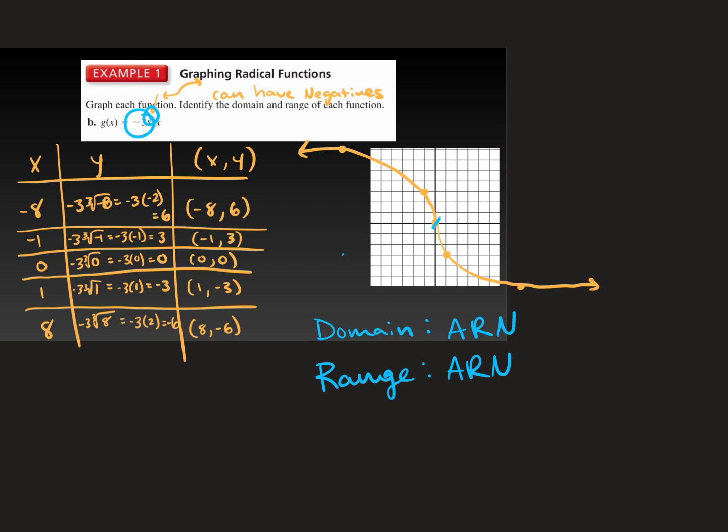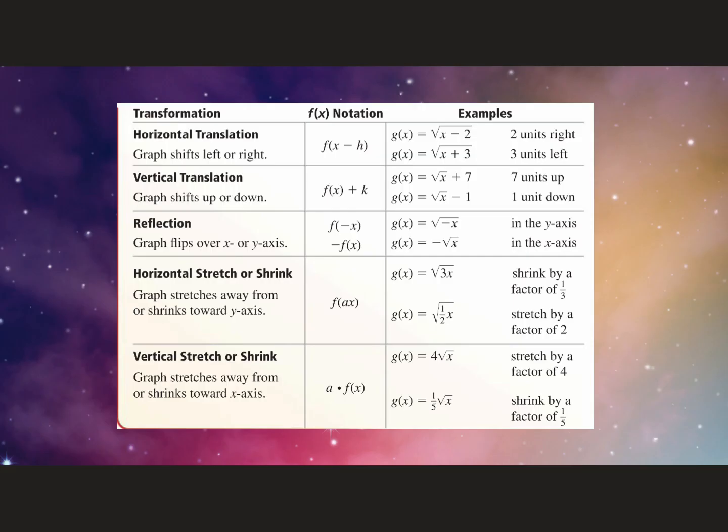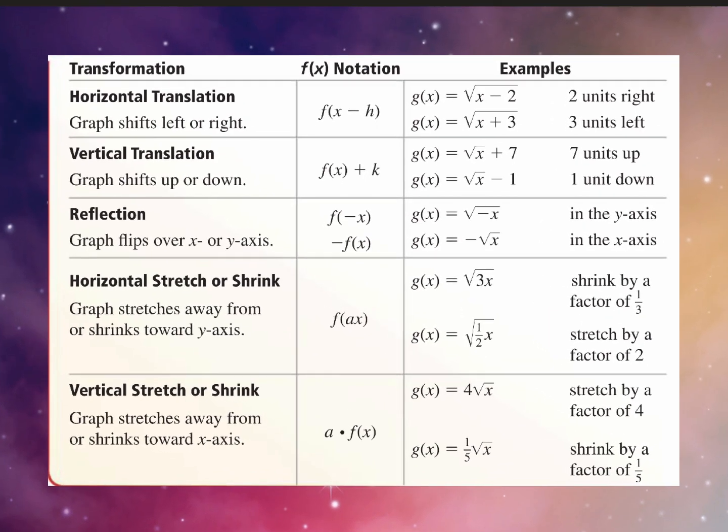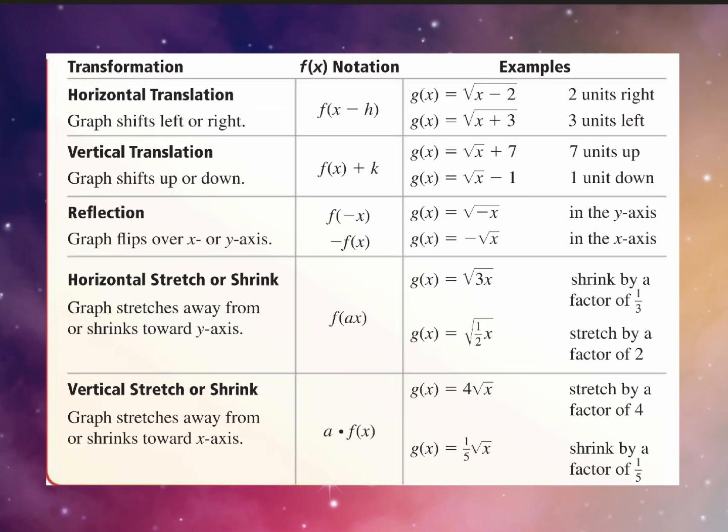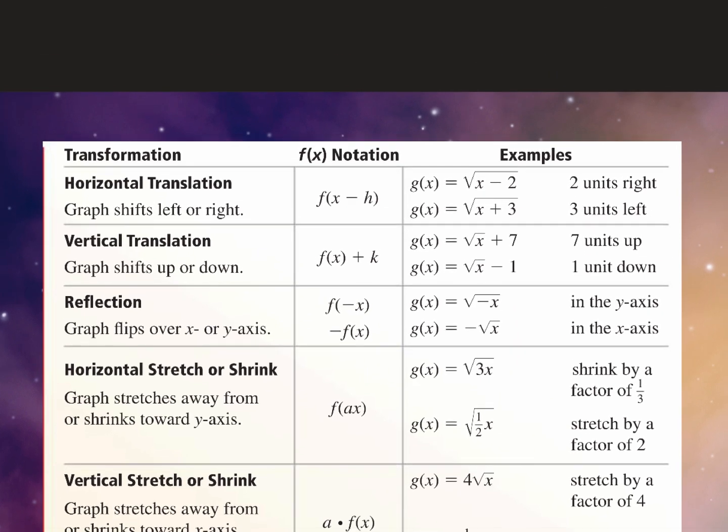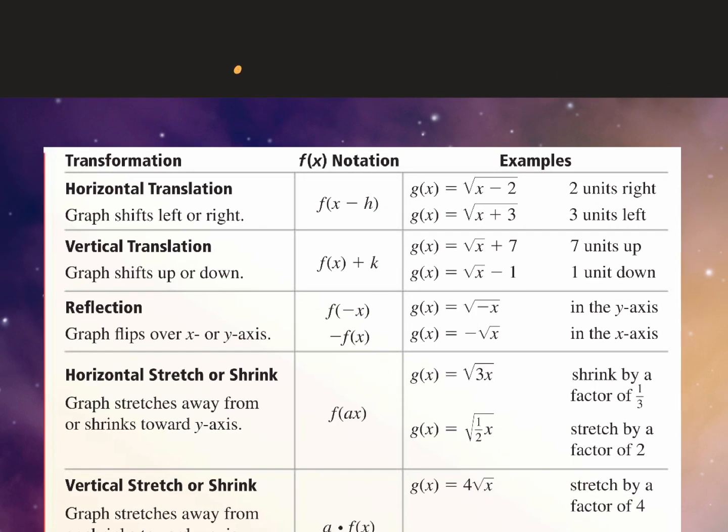But sometimes that could change when we have transformations happening. So let's talk about our transformations. So we've done transformations before when graphing parabolas. And I think we graphed absolute values too. These are the same transformations. We're just shifting our square root graphs, which look like that, or our cubed root graphs, which look like that. So we're just shifting these graphs.